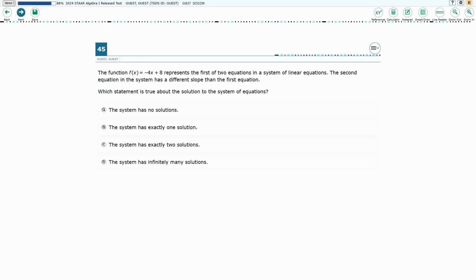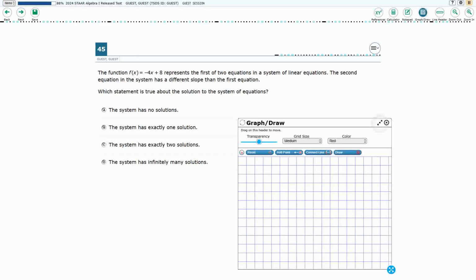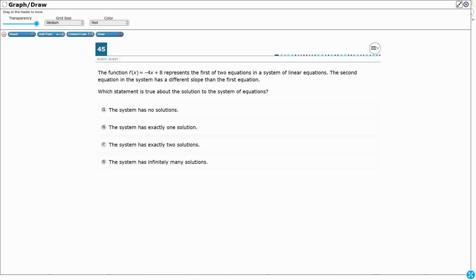Number 45, we are looking at solutions for systems of equations. This is A.3f. And we have a function here that represents the first of two equations in a system of linear equations. And the second equation, we don't even know. It just simply says the second equation has a different slope. What does that mean if it has a different slope?